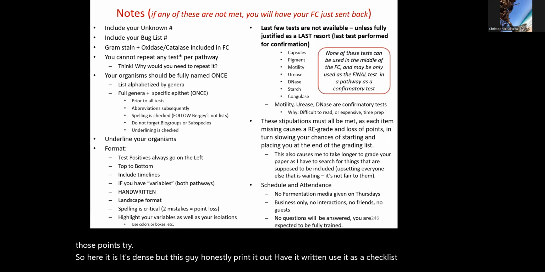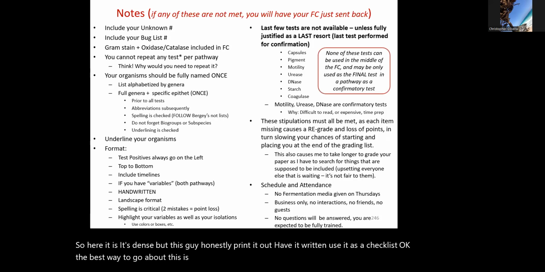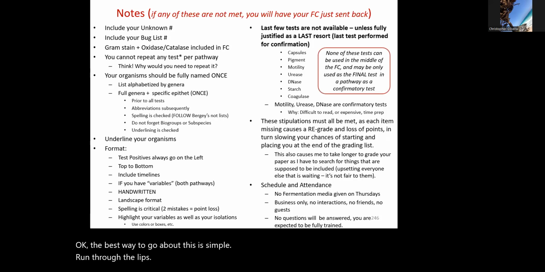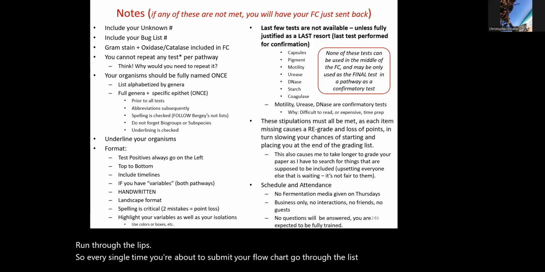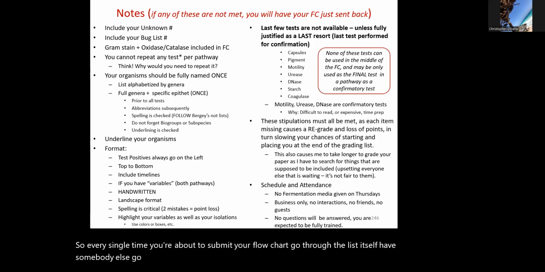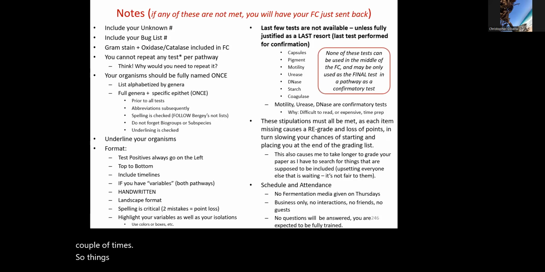The best way to go about this is simple. Run through the list. Every single time you're about to submit your flowchart, go through the list itself. Have somebody else go through the list too. Again, double, triple, quadruple check. You'll hear me say this a couple of times. So, things that typically cause us to just return the flowchart to you and say, nope, try again.